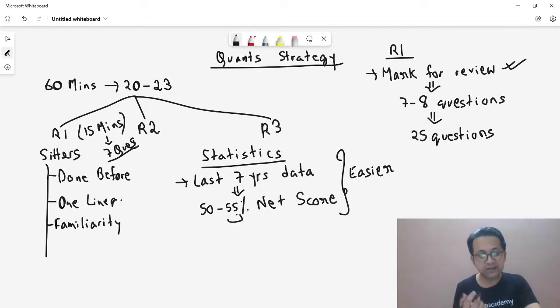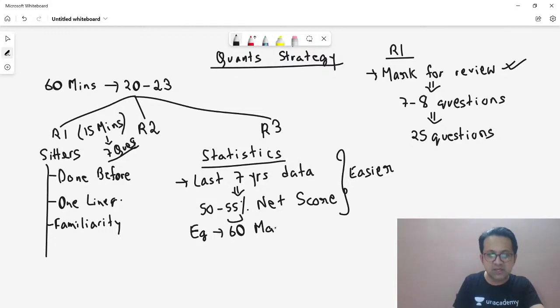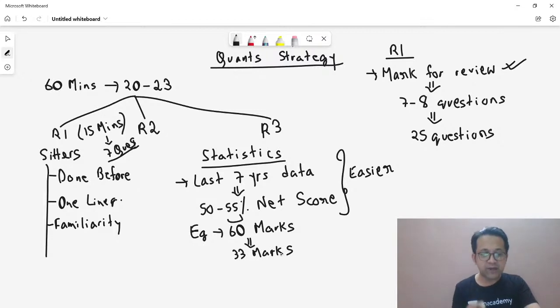What does it mean? It means if there are 20 questions, let's say as an example, 20 questions would mean 60 marks, into 3 is 60 marks. So how much can you expect the quants cutoff to be? Based on the last 7 years data, you can expect the quants cutoff for a 99 plus percentile to be around 33 marks, just over 50%. So if you are looking at 60 marks, 20 questions, you want to get around 11 to 12 correct.